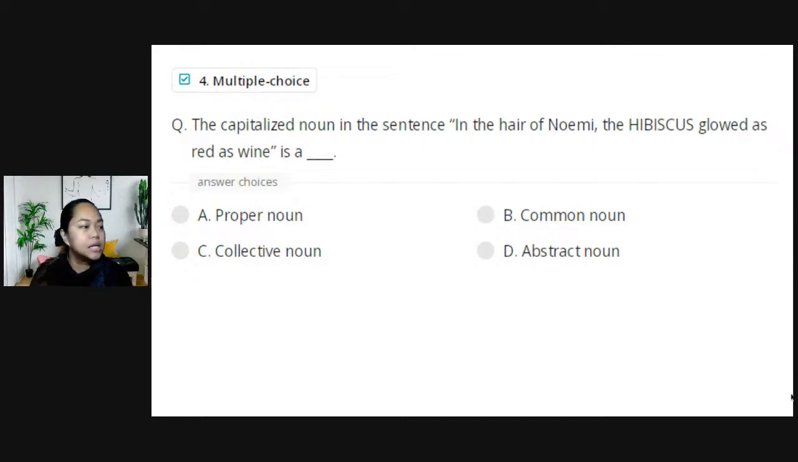Okay, which one do you think is the correct choice for number 4? The capitalized noun in the sentence, "In the hair of Noemi, the hibiscus glowed as red as wine," is... I see a lot of letter A's for number 4. Now, we are looking for the noun here, which is hibiscus. Hibiscus is actually the genus name of the gumamela. The scientific name for gumamela is Hibiscus rosa-sinensis. So hibiscus here is gumamela. What type of noun is hibiscus? The correct choice, of course, would be letter A.